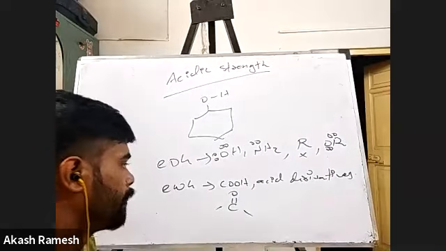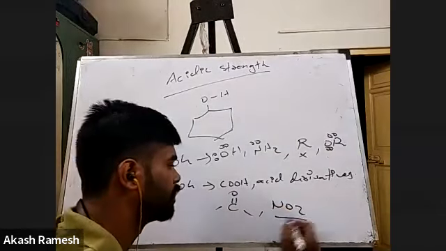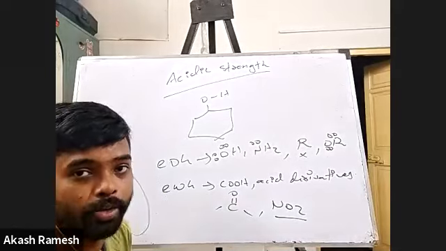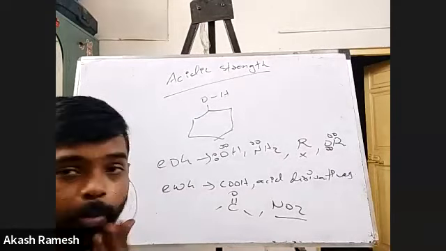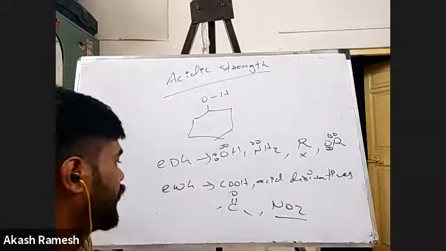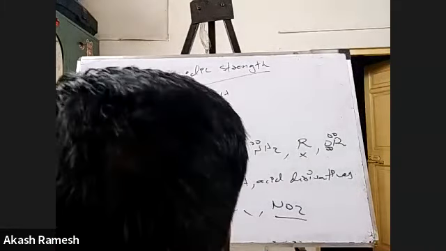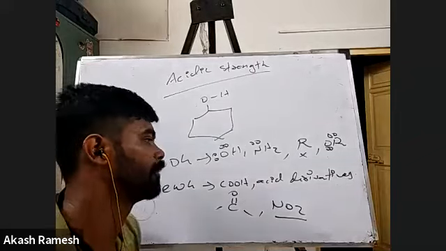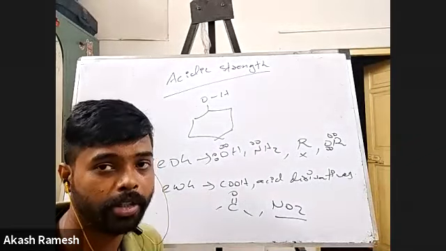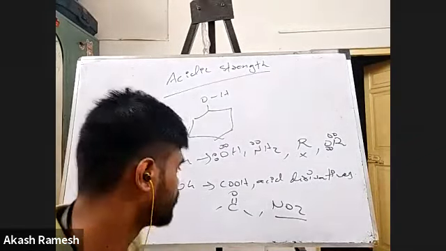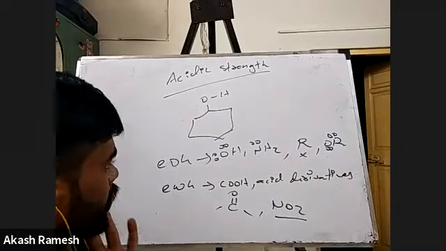Oh yeah, one main thing I forgot. NO2 is a very good electron withdrawing group. The nitro group will be an excellent electron withdrawing group. Anyway, we'll see how they are electron donating and electron withdrawing, and because of that, what is going to happen to the benzene ring. All these things we'll see now.